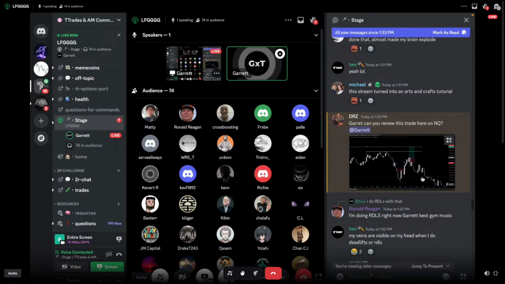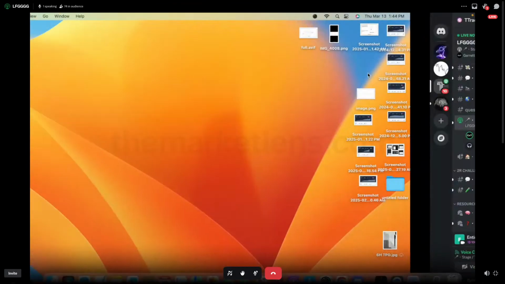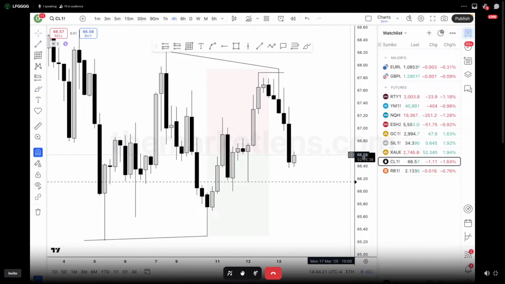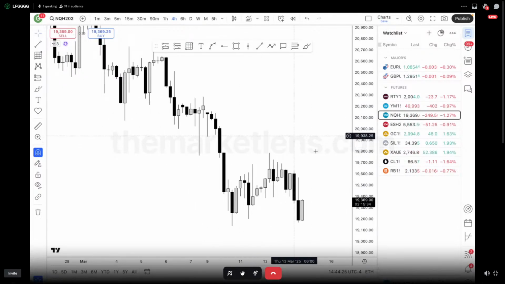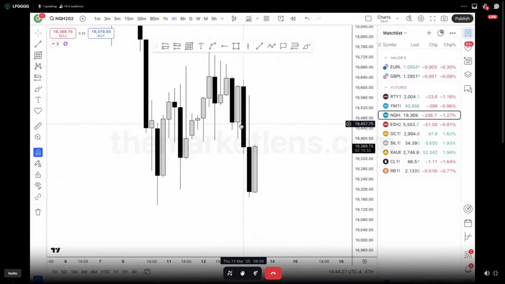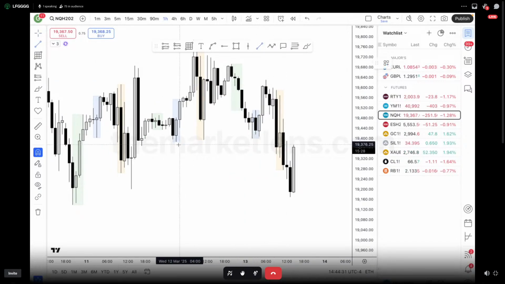Garrett, can you review this trade on NQ? Oh yeah, wrong. I would say wrong bias. You can't really frame a bullish profile today. That's why I tried shorts twice today. One was a loss, the other one was a win. But when I look here, you can't trade away from these lows.